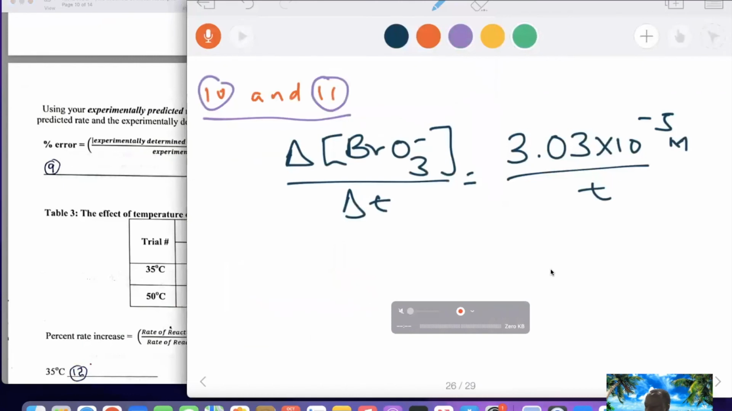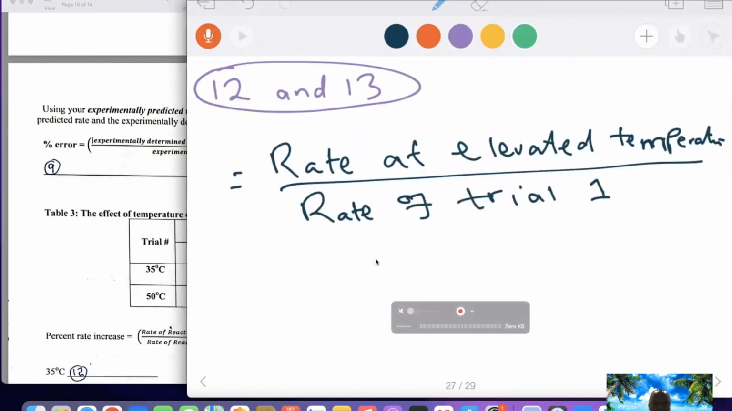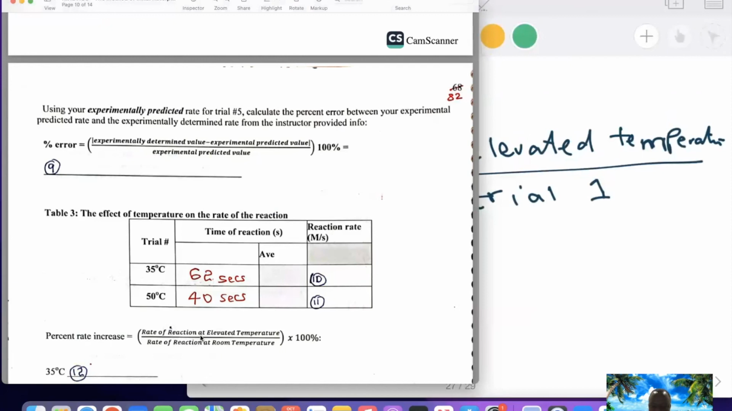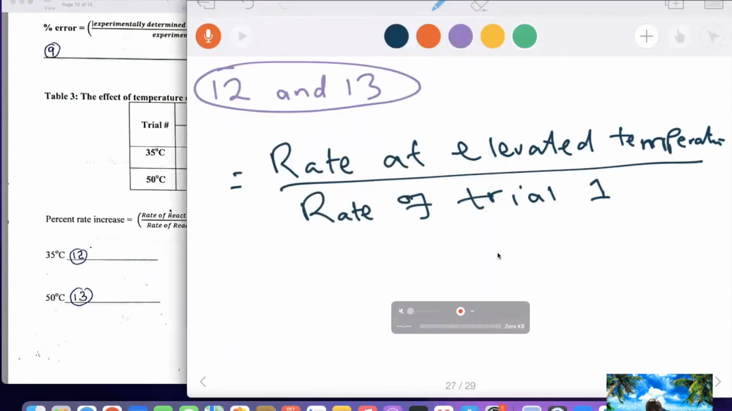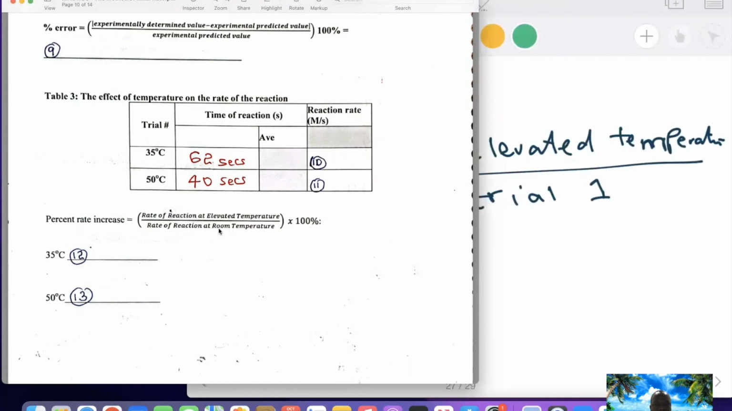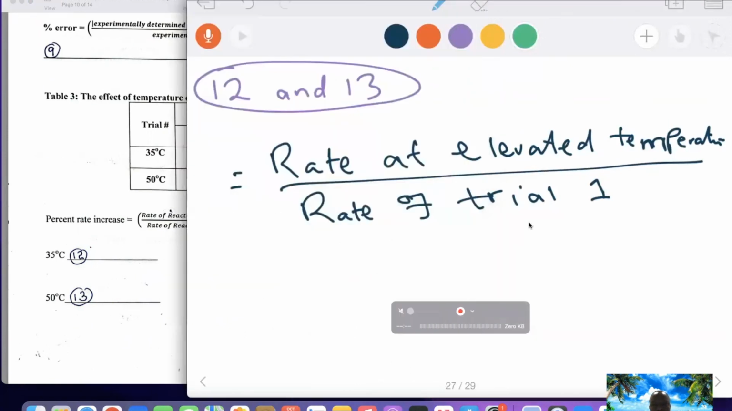Lastly, for 12 and 13, the difference here is percent rate increase: rate of reaction at elevated temperature over rate of reaction at room temperature. This was for trial 1, room temperature. For this percent increase, the solution for trial 1 was the same as the solution for elevated temperature. You will do this twice.